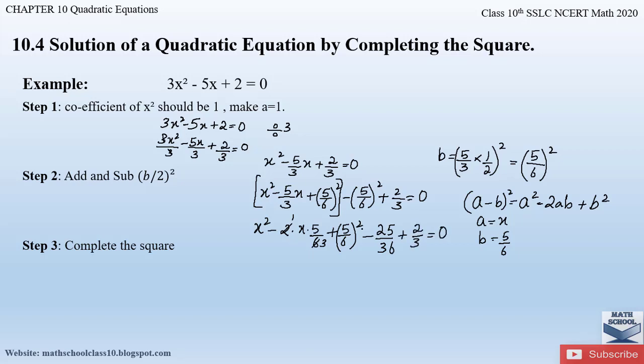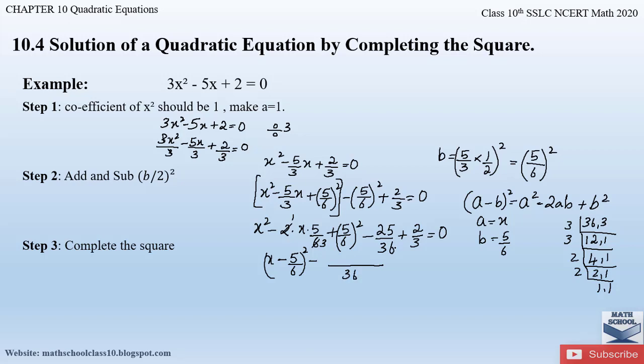is equal to 0. Now since this is in the form of a minus b the whole square, we are going to write x minus, this is the b term, that is 5 by 6 the whole square, minus, here let us take the LCM of 36 and 3. So this is the LCM: 3 3s are 9, 9 2s are 18, and 18 2s are 36. So here we get the LCM as 36.